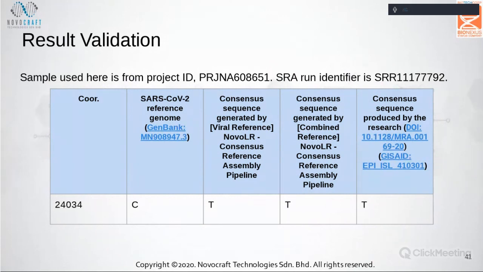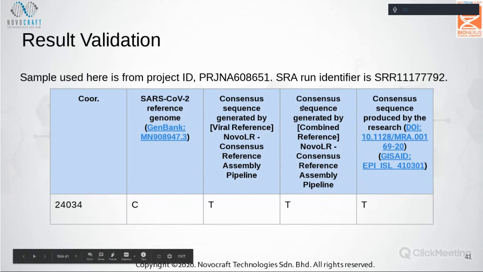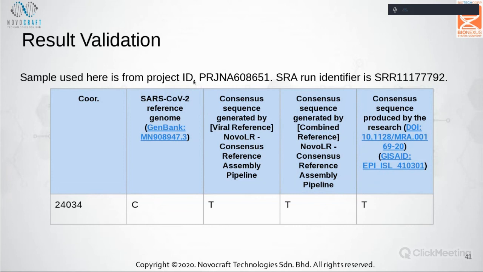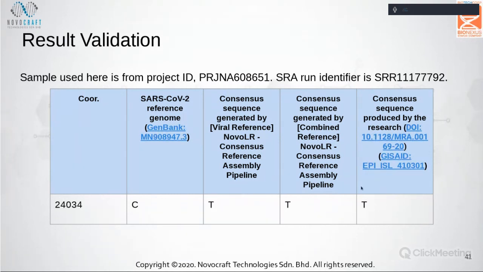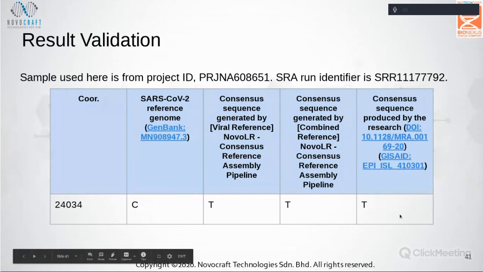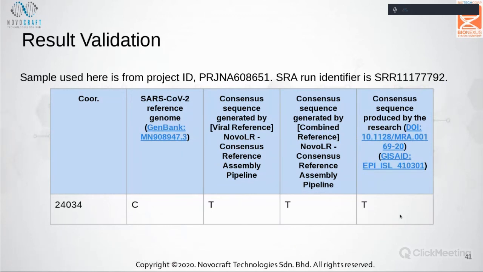Finally, we compare the consensus sequence generated by our two subpipelines to the reference genome used in the pipeline and also to the consensus sequence produced by the study. We managed to detect the same variants as the ones reported by the study that uses the viral reference genome only. So this is just to show that our pipeline produces the same result, the correct result, as the study.